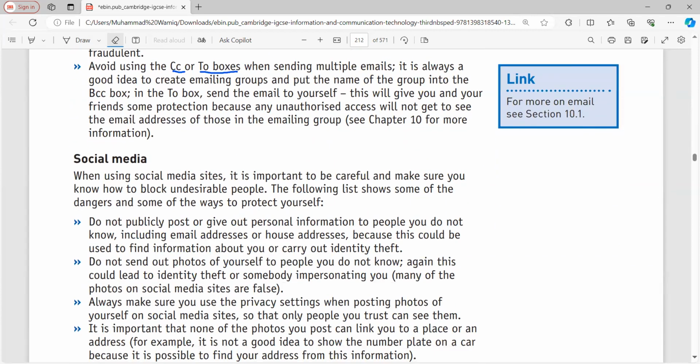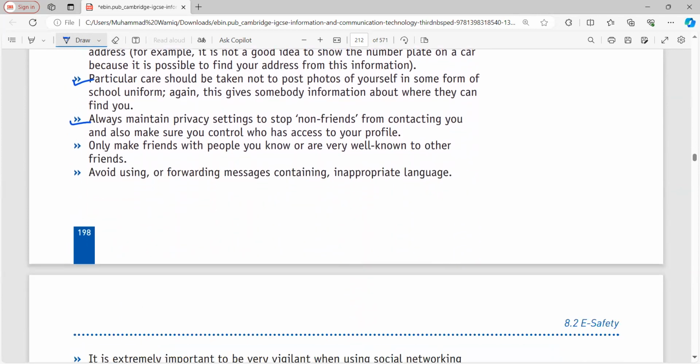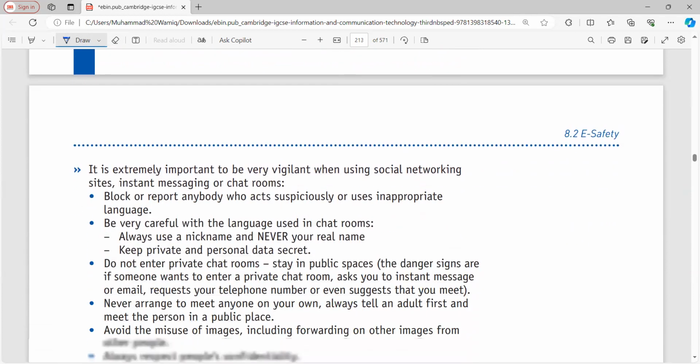How can you use social media safely? When using social media, it is also important that you should not give your personal information out, like your email address or your house address. You should not be sending your photos to someone else. You should make sure that your privacy settings are turned on. You should not post your addresses along with your photos. You should not add photos of yourself in school uniform. You should maintain privacy with those people who are not friends with you. You should avoid forwarding inappropriate messages and only be friends with the people whom you know.